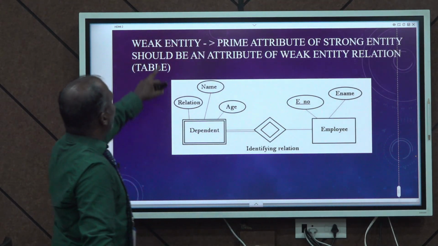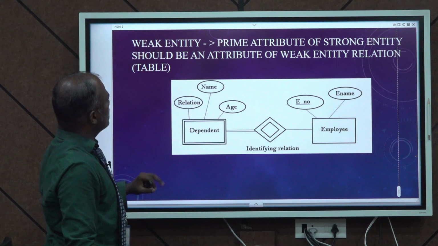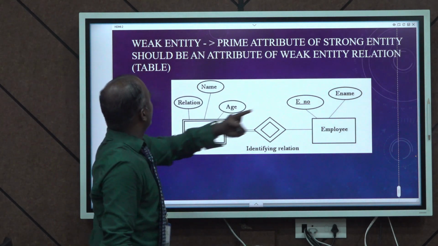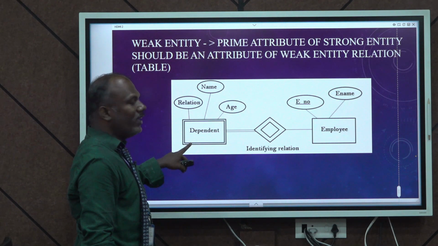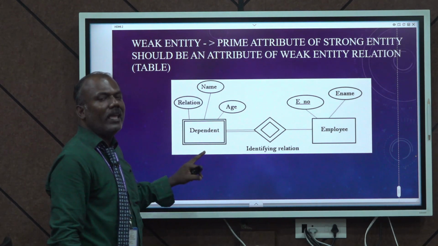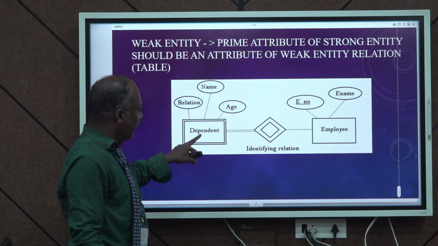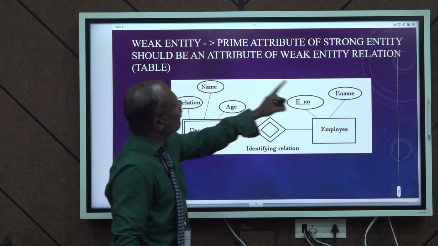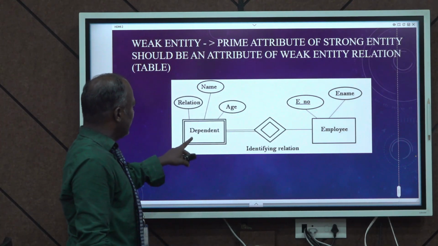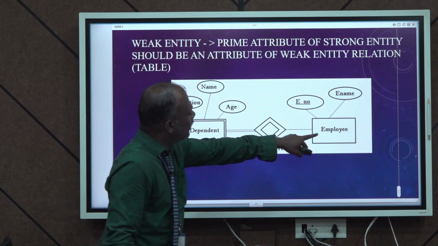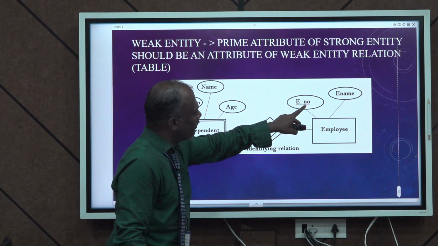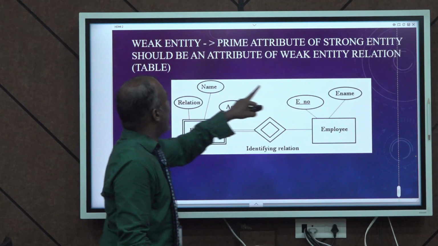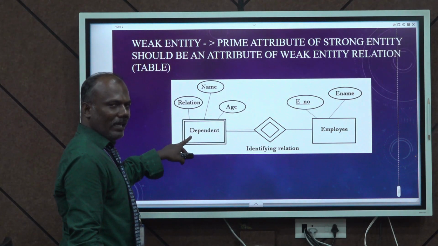The next one is weak entity. When a weak entity occurs, the primary attribute of the strong entity should be an attribute of the weak entity relation. Weak entity is represented by a double rectangle symbol. Here the strong entity is the employee. E number is the primary key of the employee, so E number should be added to the weak entity.